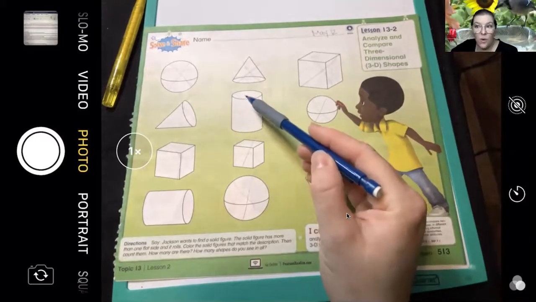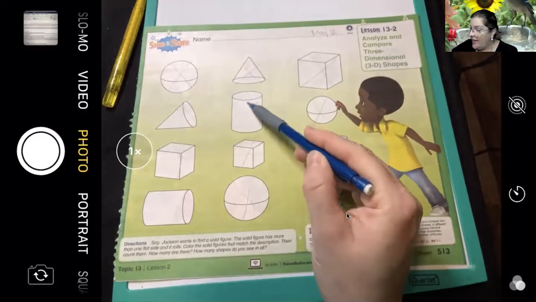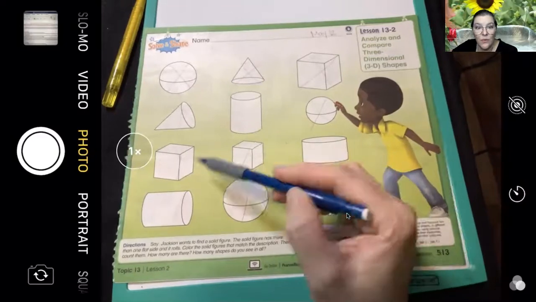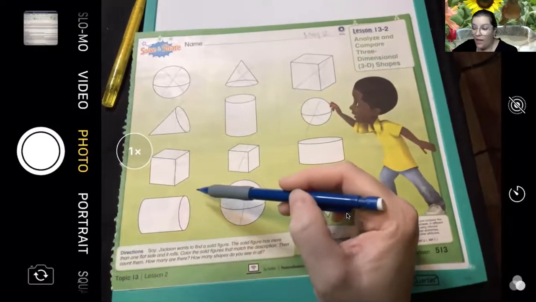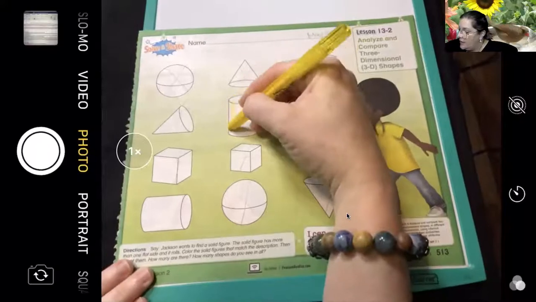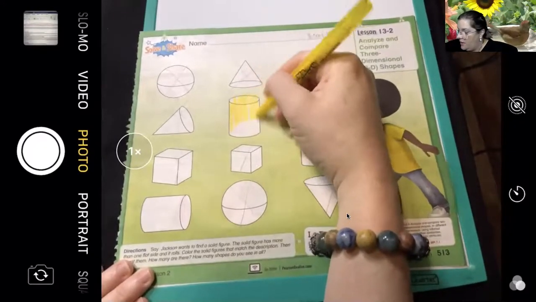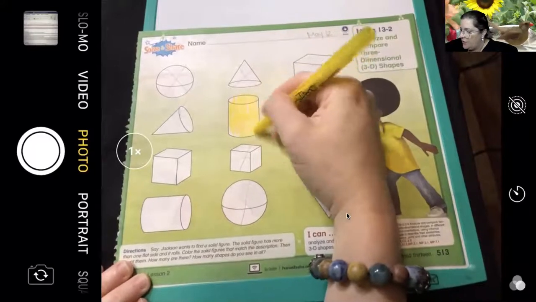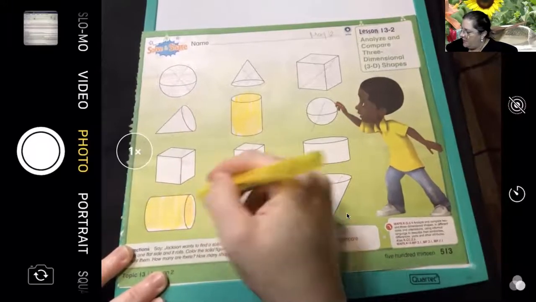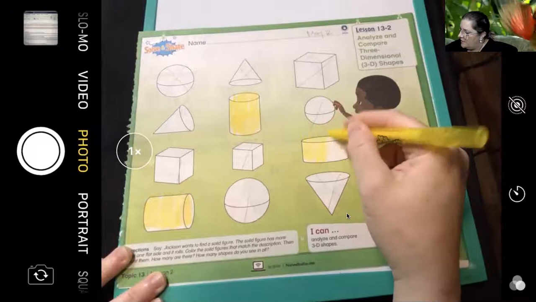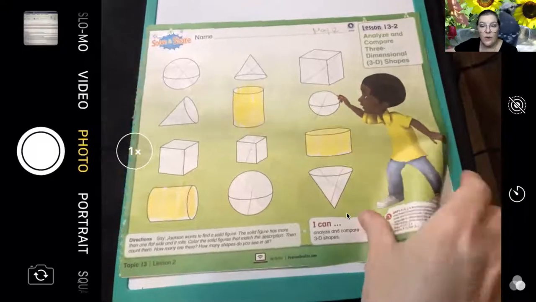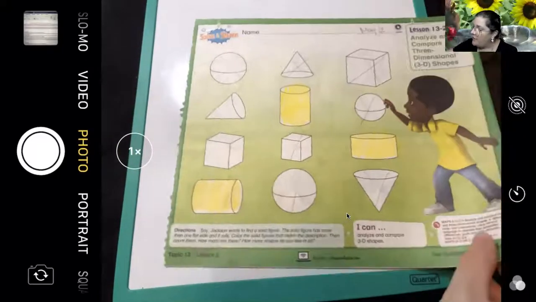So let's look at these cylinders. Does a cylinder have more than one flat side? It has a flat side here and a flat side that it's sitting on down here. And does it roll? Yeah, if you turn it on its side like this one, it will roll. So let's get our crayon out and we'll color in the solid shape Jackson was looking for, which was a cylinder because it has two flat sides and can roll. That was some really great clues he gave us to figure out what shape he was looking for. Nice, excellent, you guys. If you need more time to color, you can pause the video, but if you're ready, we're going to turn to page 514.